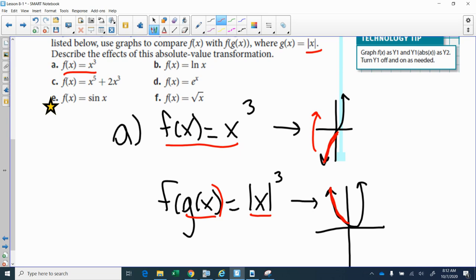So these are important problems to really think about when we're dealing with this. It's an important thing to think about as we're doing these problems: how does the composition affect my graph? Well, we can clearly see here that if I were to change an x to an absolute value of x, then all negative values would become positive.